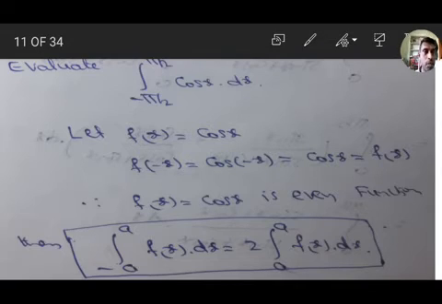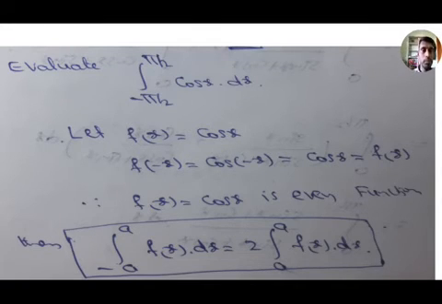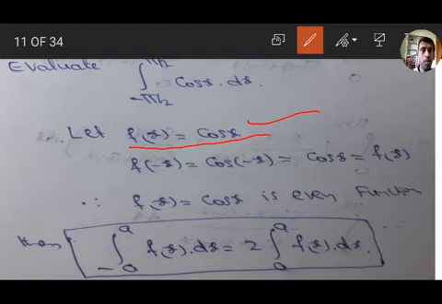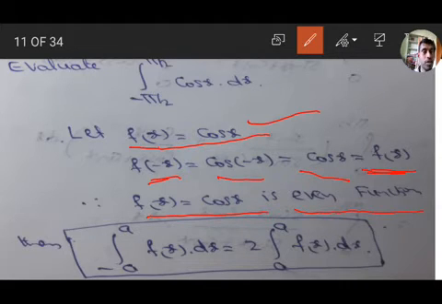Evaluate the integral from minus pi by 2 to pi by 2 of cos x dx. So here also the limits are minus a to a. Let f of x equal cos x. So f of minus x equals cos of minus x. Cos of minus theta is cos theta, that is cos x, which is f of x. So f of minus x equals f of x. Therefore f of x equal to cos x is an even function.